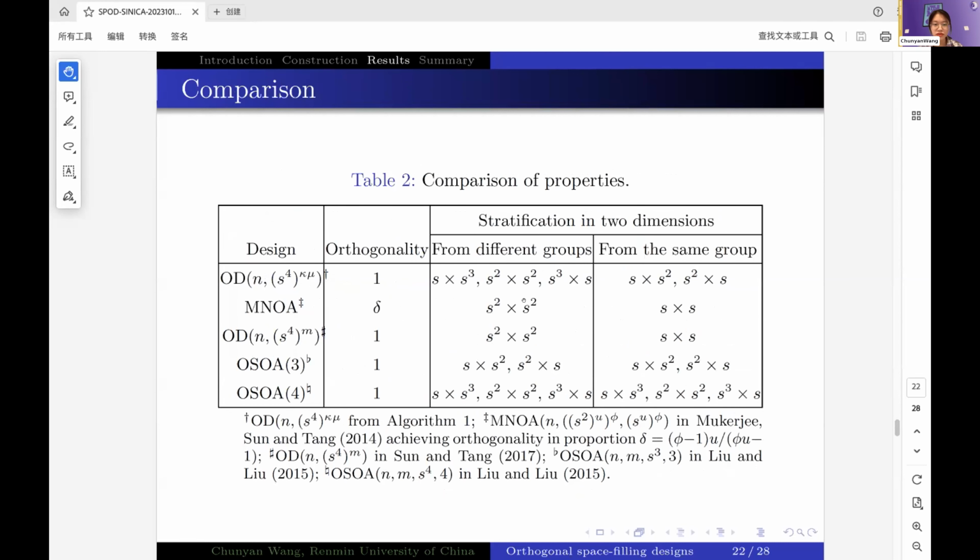Table 2 gives the comparisons of the proposed designs in the first row. These designs are the designs from algorithm 1, and these 4 rows are designs in the literature. We can see very clearly that our designs have better orthogonality and stratifications than the other 4 types of designs in the literature.